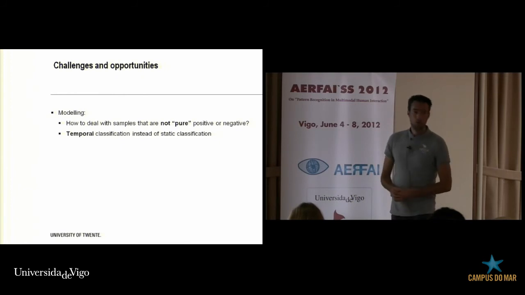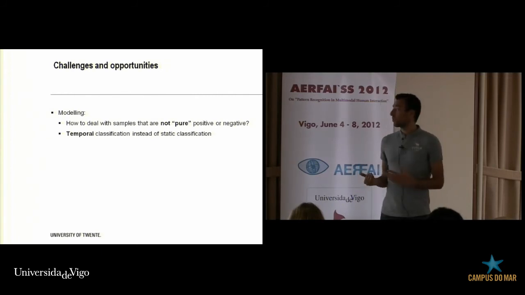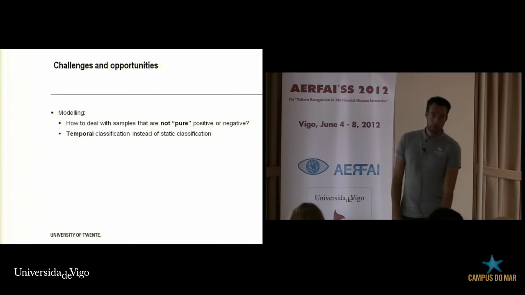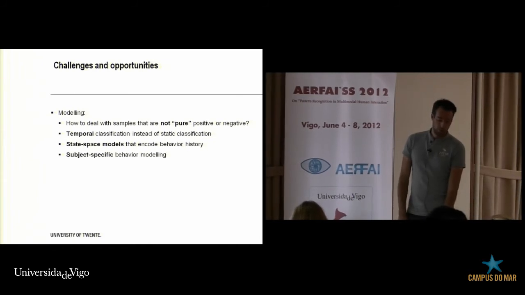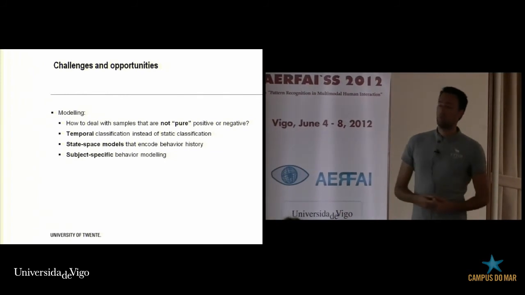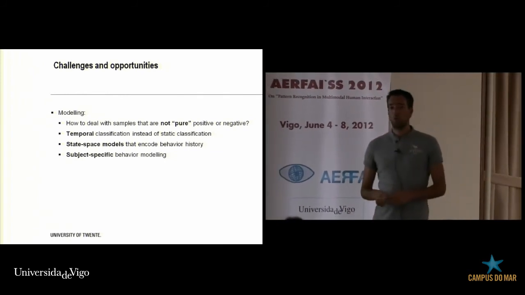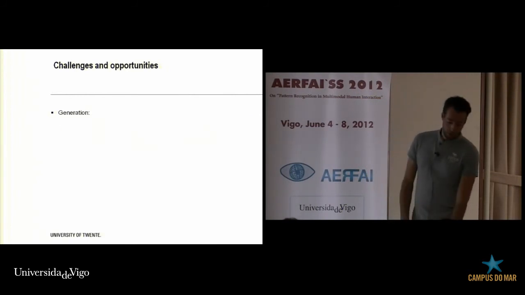Another thing is that we should look at temporal aspects. Right now we encoded the temporal nature of the context into our features, and we might do that in a temporal way. Maybe state space models might be a good way to do that because they're well understood. Also, we're going to look at subject-specific behavior models. Not all the features might be useful for modeling the behavior of a certain subject, and there might be other factors at play.